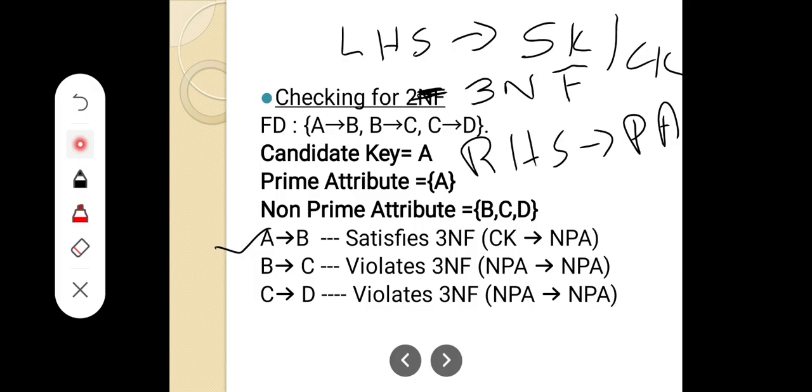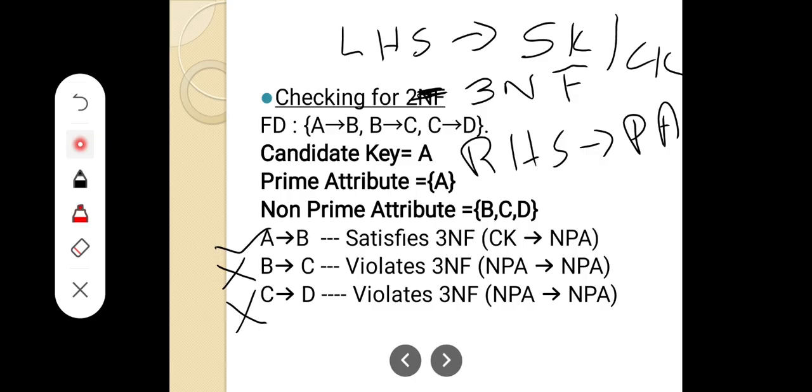Next condition is B determining C. B and C are non-prime attributes, so this condition is violated. A non-prime attribute determining a non-prime attribute is a violation in 3NF. It is satisfied in 2NF, but here it is a violation in 3NF. Also C determines D is a violation, because C and D are non-prime attributes. A non-prime attribute determining a non-prime attribute is a violation for 3NF. So this is not in 3NF.